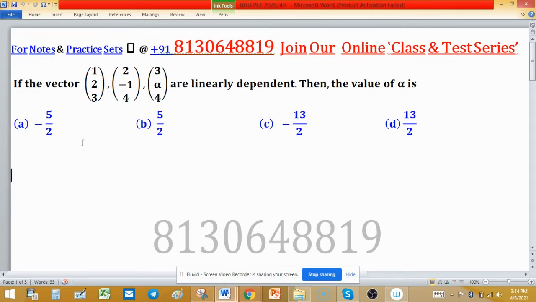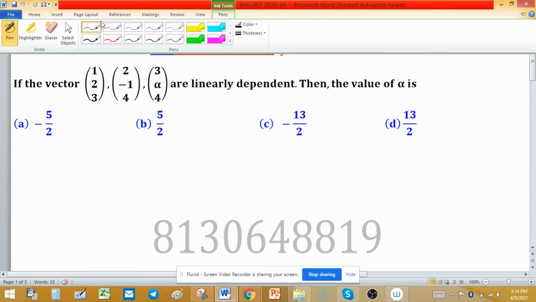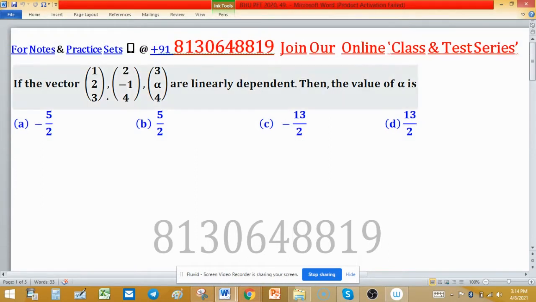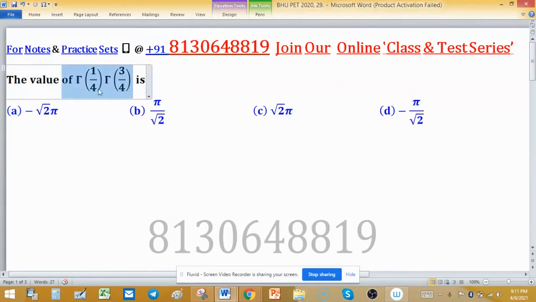In terms of rank, a set of vectors is said to be linearly independent if they form a full rank matrix, and they are linearly dependent if they form a matrix having rank less than the number of variables. The value of gamma 1 by 4 with product gamma 3 by 4 is?